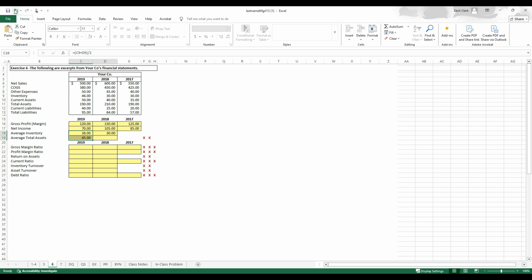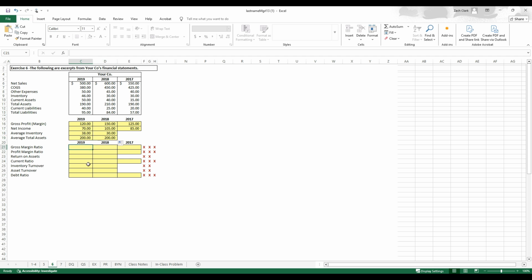So I think I still see the X's there though. What are we missing? Average total assets. Oh, sorry, it should be one more cell down. My mistake. Okay, so then once you get it in the right position, then you can just drag across and do that.